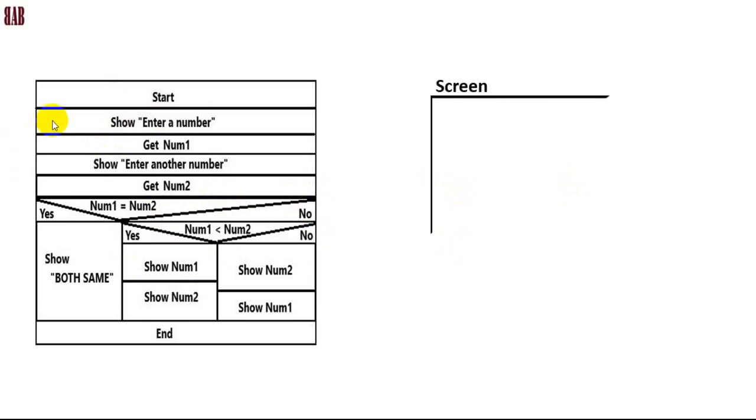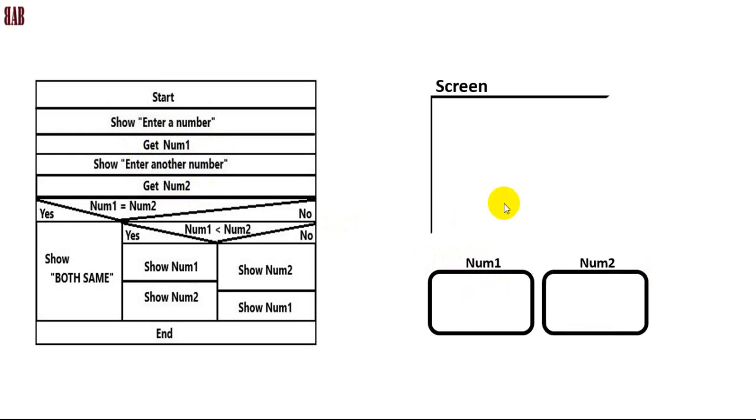We need the screen for the show and the get, and we need the variable num1, one variable, and then we also have another variable called num2. So we need another box for that. So once again reminding you, the screen is the only area the user is able to see. The user will not see this part or the variables. Okay, these are all inside the computer.